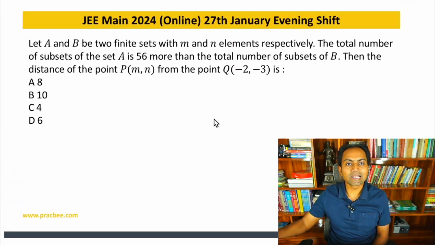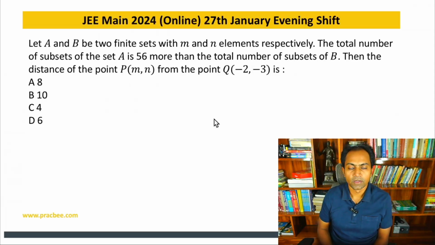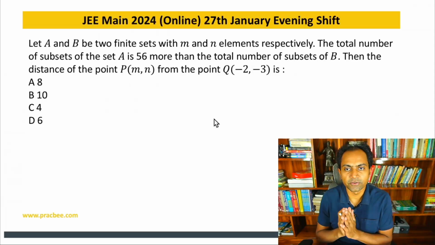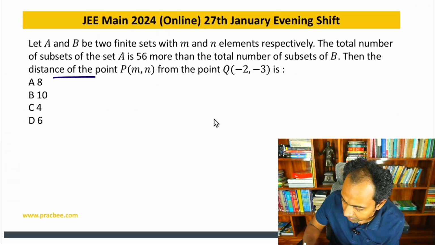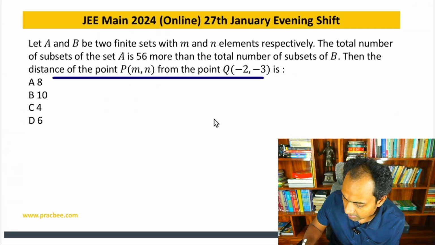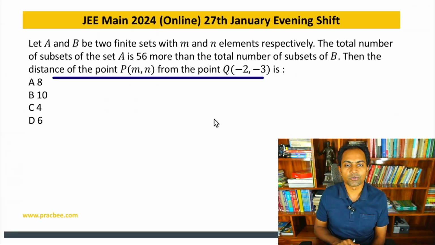Now you can clearly see that this 2024 question is a replica of this older question. We have to do exactly the same thing in the first part. Once you have figured out the value of m and n, we have to apply the distance formula and get the answer. And this can be easily derived by you.